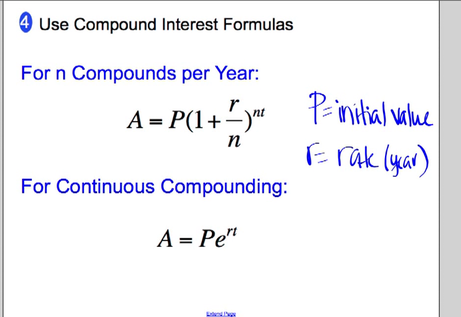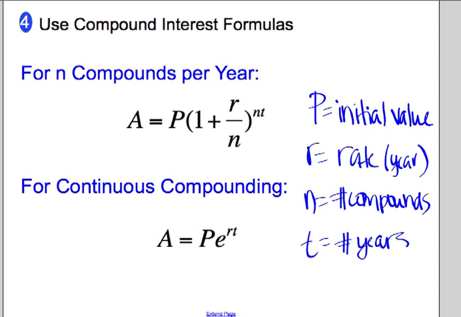The N is going to be the number of compounds per year. For example, if it's compounding monthly, it would be 12. Compounding daily, 365. Compounding quarterly, that would be 4 times. And finally, the T is going to be your number of years. Notice that in the compounding continuous formula, we have that E involved there. We like to call that one the PERT formula, P-E to the R-T. Based on your question will depend on which formula you would use.